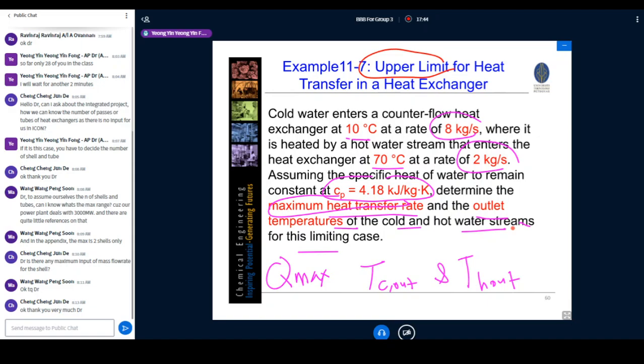Okay, so let us move to the whiteboard. I would like to share my screen. Okay, so it's back to here. So the upper limit for the heat exchanger. As usual, you can draw the picture. So a counterflow heat exchanger will be like this. Okay, so this is counterflow.